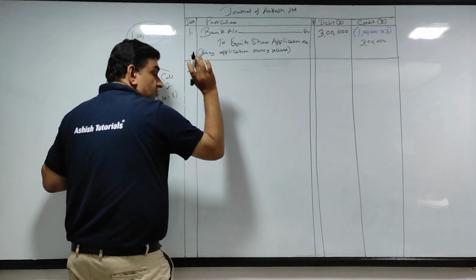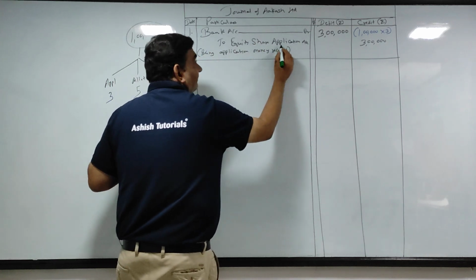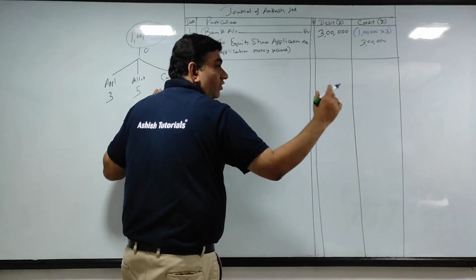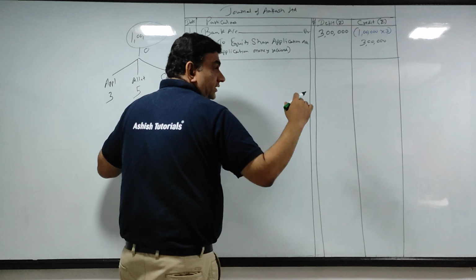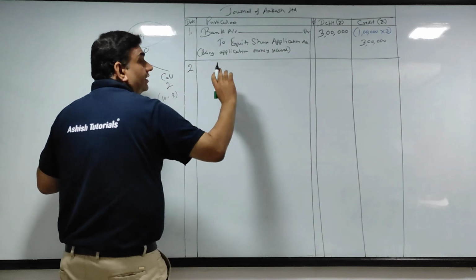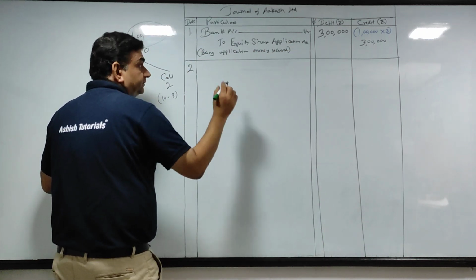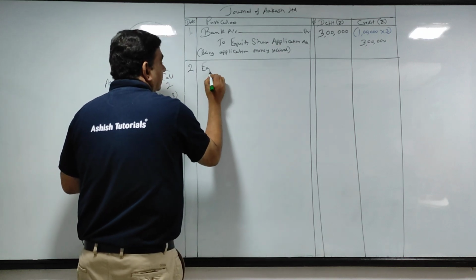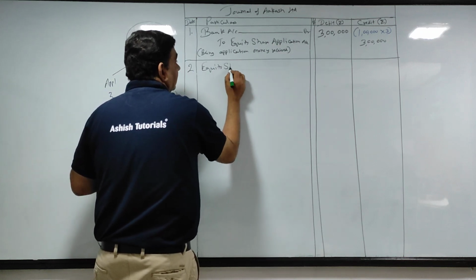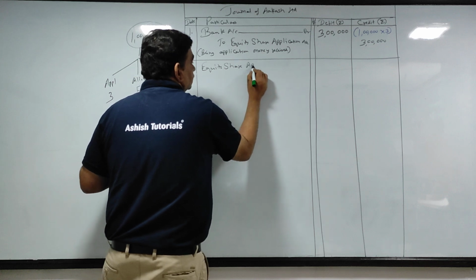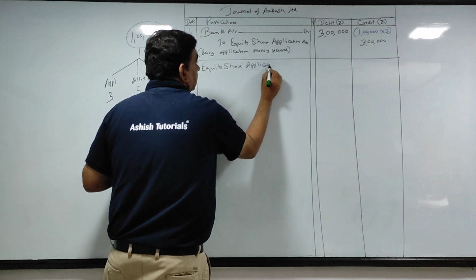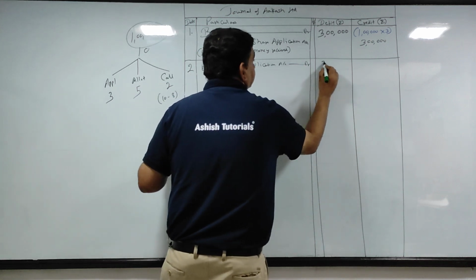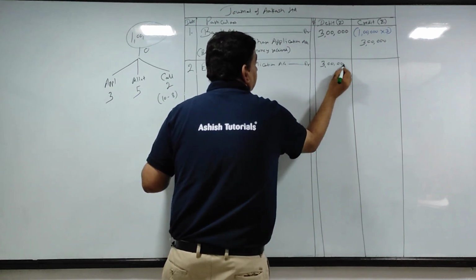Now I know, so what I do, I have put it temporary in application account. Now, whatever I applied, I got. So, application account will be out. Out matlab, I have credited here. Now, in the next step, I will debit. So, equity share application account debit 3 lakh.